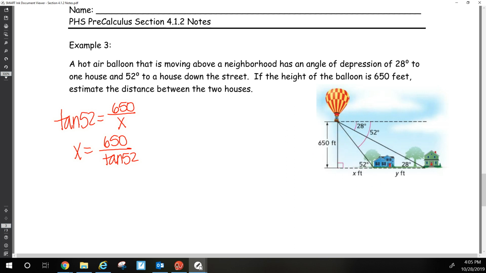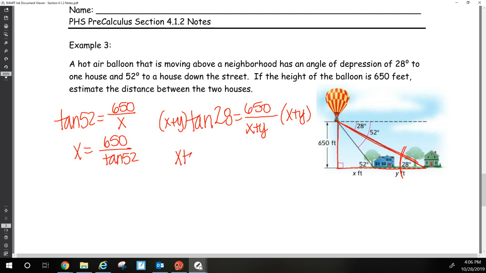All right, let's look at the big triangle. The big triangle would be this guy here. Here's my angle again, 28 degrees, so tangent of 28 is also 650, and then on the bottom I've got x plus y. I'm going to do a little bit of algebra before I plug this in, so it's not too bad with that fraction. So I'm going to multiply both sides by x plus y.